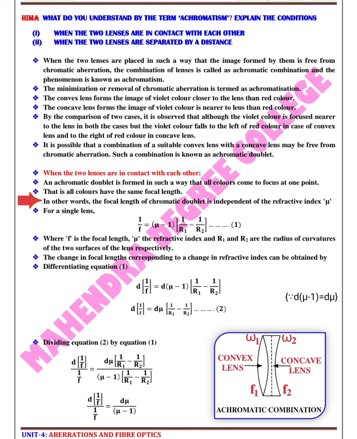In other words, the focal length of an achromatic doublet is independent of the refractive index mu. In simple terms, the achromatic doublet is constructed in such a way that its effective focal length is the same for two different wavelengths despite the variation in refractive index with wavelength.